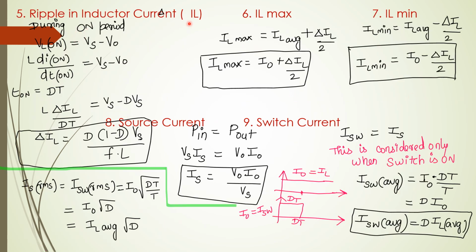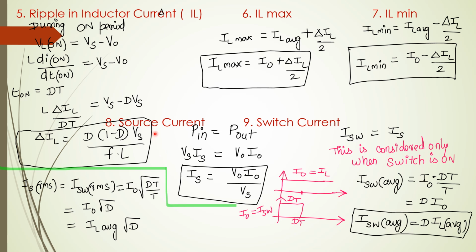Next we'll get the ripple in IL, the inductor current. During the on period, VL on is this, which we have already obtained, and VL on is nothing but L into di by dt, change in current. So T on equals dt, which is nothing but D into T, as we have seen in the waveform. Substituting it here, L into del IL by dt equals Vs minus V naught, everything we obtained from the previous equations. At last, we'll get the expression of del IL as D into 1 minus D into Vs by F into L.